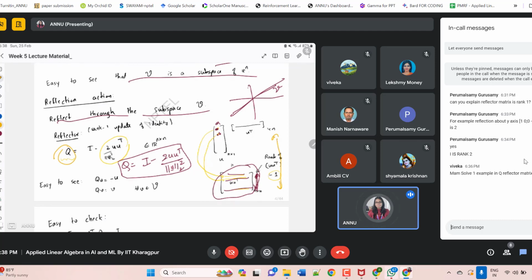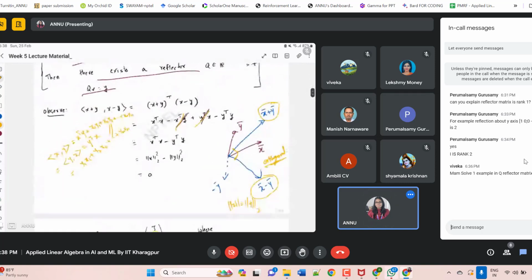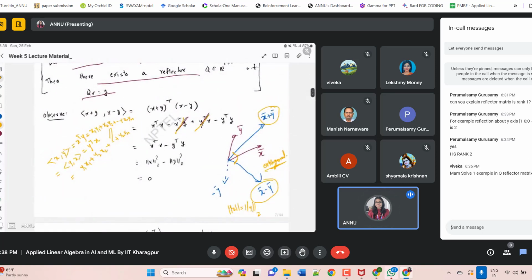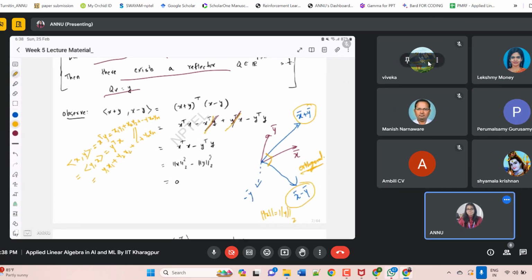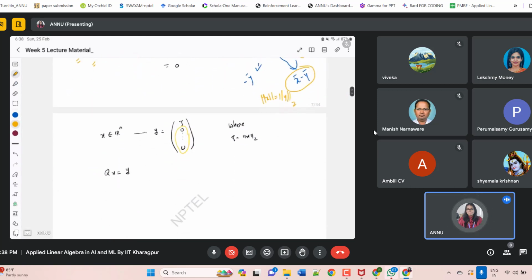And if Q is rank 1, then we will not be able to translate the reflection of any vector through any plane. That is also my mistake. So we will see some examples. Till now we saw up to this point that x minus y is orthogonal to x plus y. Now, as we remember, what was our aim in case of QR decomposition?